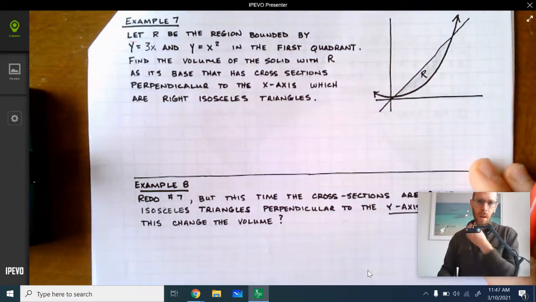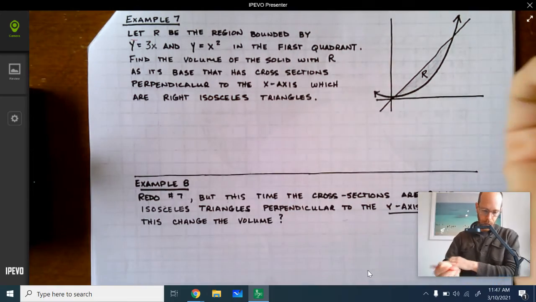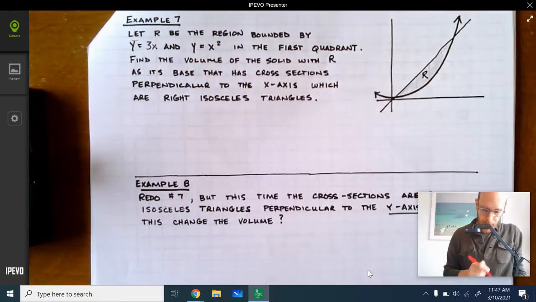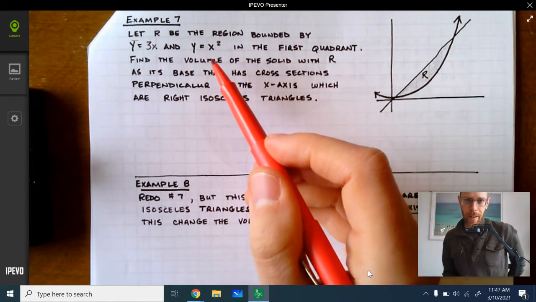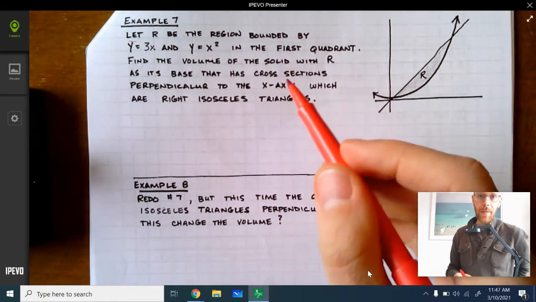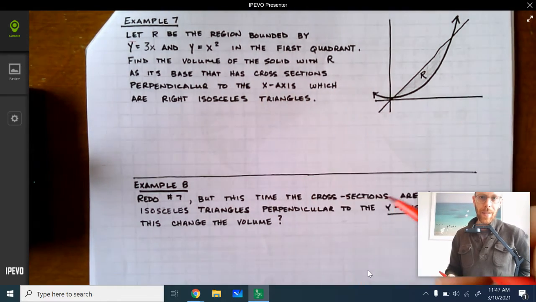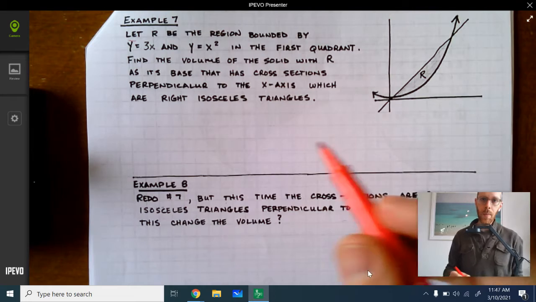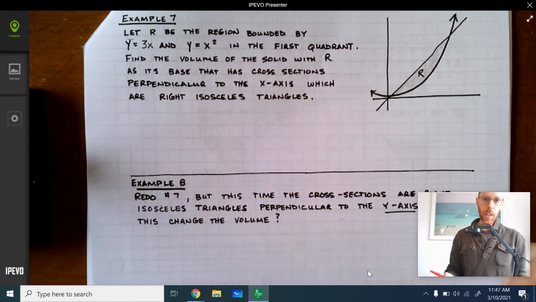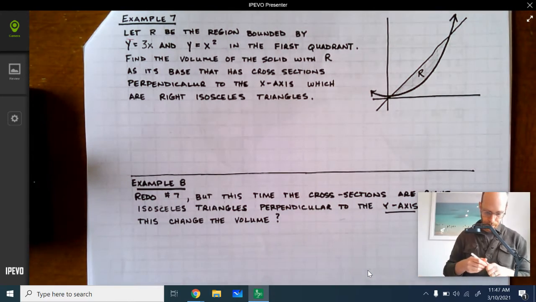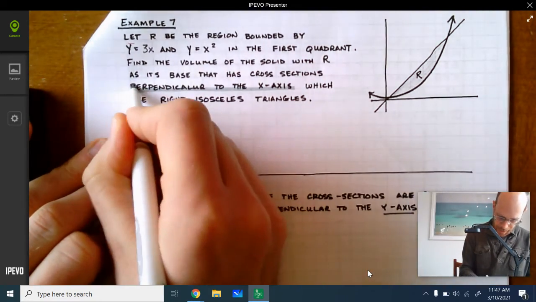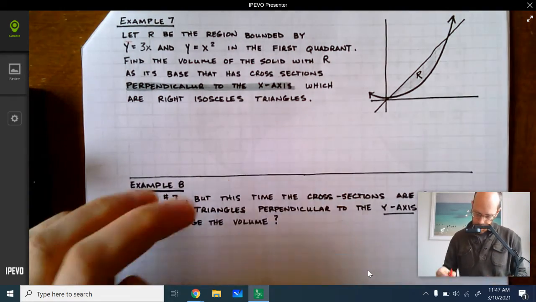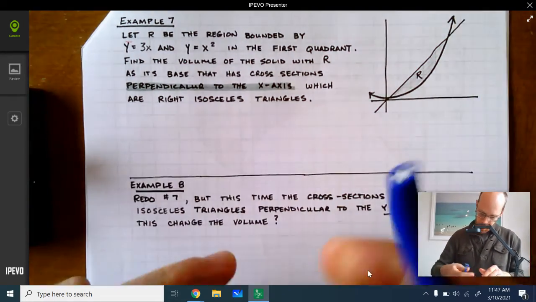Let's try another example. Flip to the next page. I'm going to read this one aloud as you read it to yourself. It says, let R be the region bounded by y equals 3x and y equals x cubed or squared in the first quadrant. Find the volume of the solid with R as its base that has cross sections perpendicular to the x-axis, which are right isosceles triangles. So the cross sections are perpendicular to the x-axis. That means that the cross sections are going to go like this.